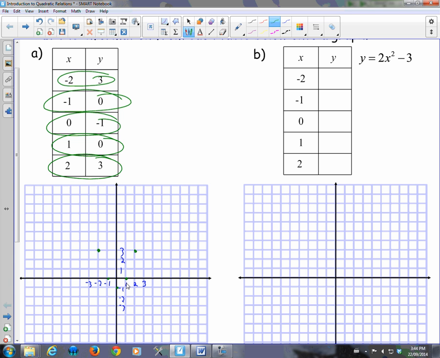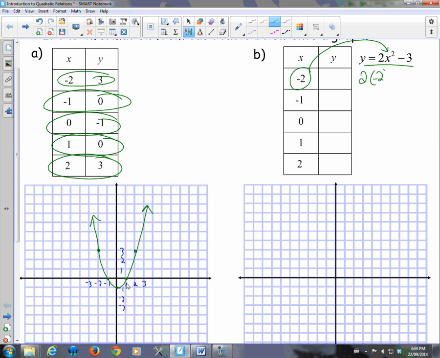And once I put all those points on, I join them up nicely with a curve, and I get a graph that looks like that. So when I have a table already made, I can go ahead and put the points on the graph. When I don't have a table that's all filled in, I have to take the equation I'm given and substitute the given numbers for x. So I'll take -2 and put it in for x.